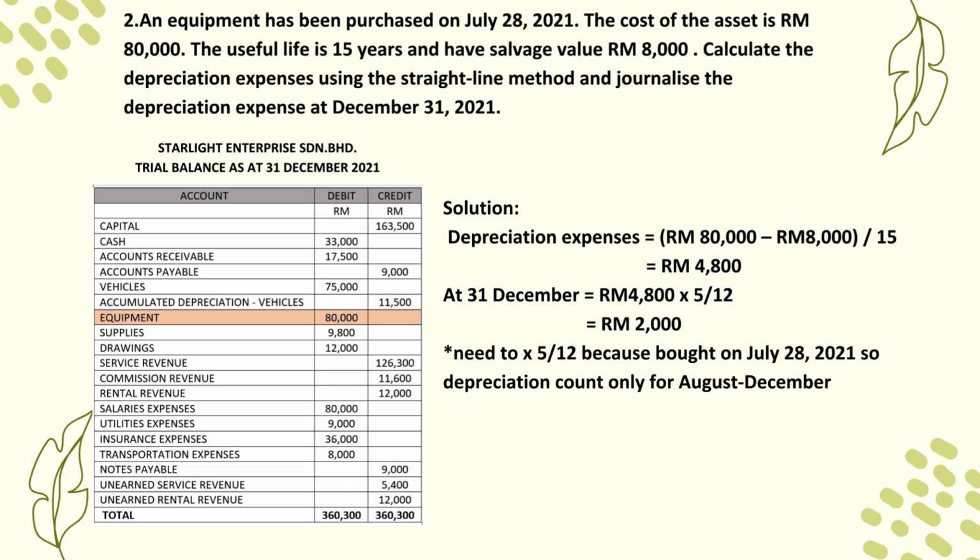So depreciation counts only for August, September, October, November, and December. We don't calculate it from July because it's already at the end of the month. As we know, when the date is 1 until 14, we can take the month, but if the date starts from 15 until 30 or 31st, we need to count the next month for the depreciation.